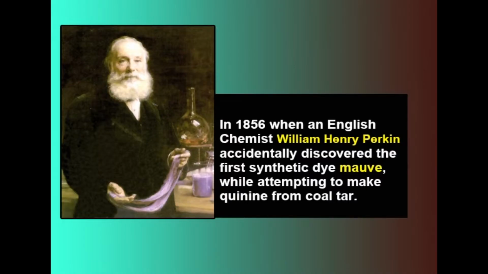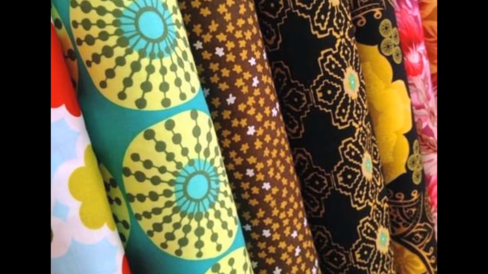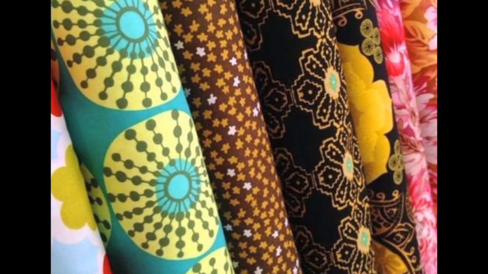But these dyes varied in their quality and color fastness, and the variation was seen so much from batch to batch of fabric. These conditions changed dramatically in 1856 when an English chemist, William Henry Perkin, accidentally discovered the first synthetic dye, mauve, while attempting to make quinine from coal tar. Thereafter, synthetic dyes totally replaced natural dyes in the textile field, offering many brilliant shades on different types of fibers and fabrics.